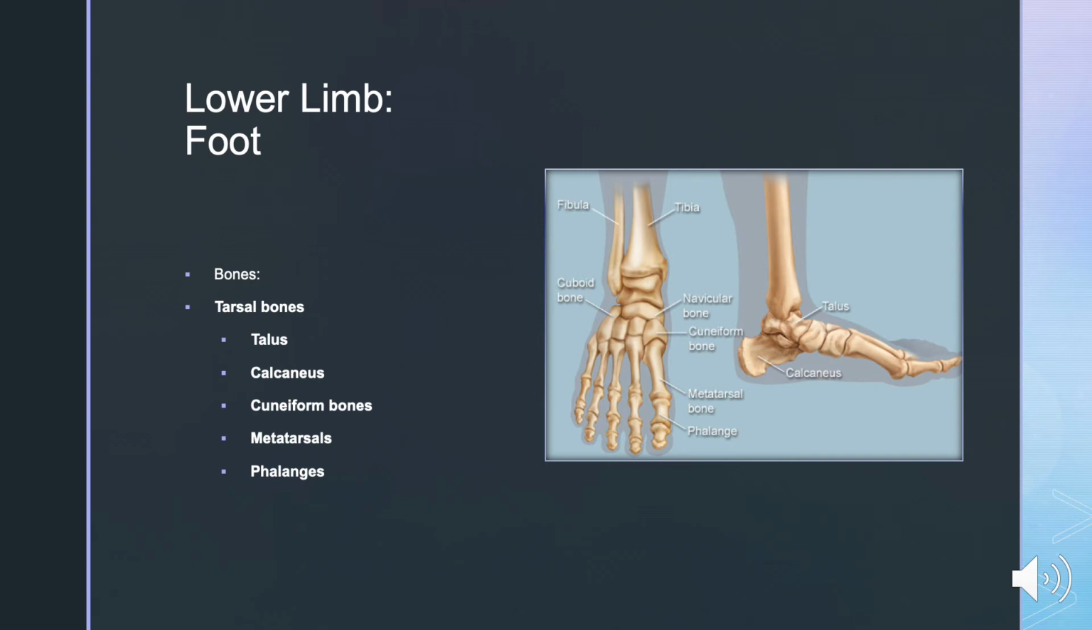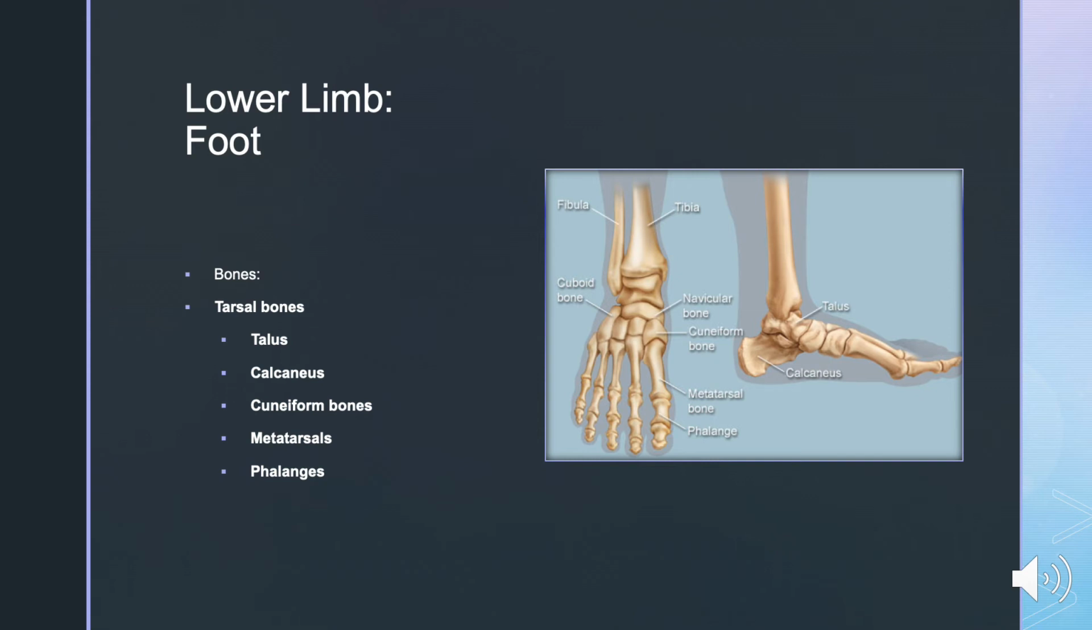So finally, the foot. These bones are called tarsal bones, and the talus is the one that actually connects to the tibia and fibula. The calcaneus is the heel bone. Then you have cuneiform, metatarsals, and phalanges. These are basically equivalent to the three divisions in the hand, but differently shaped.